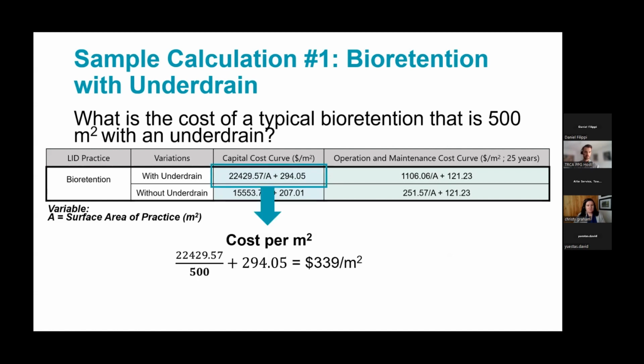You're going to use the first equation here because it's with underdrain. The A is where your 500 is going to go. You input that, and you're going to get a cost of $339 per square meter of practice. Now, to figure out how much it's going to cost for the whole practice, you take that 339 and multiply by 500 to get a total of approximately $170,000. So it's a pretty easy way. If you wanted to do 200, you just input the 200 in those two bolded places, and then you'll figure out the costs. Hopefully that makes sense. It is generally pretty easy to do. It's just sometimes people forget this second step to get the total cost.